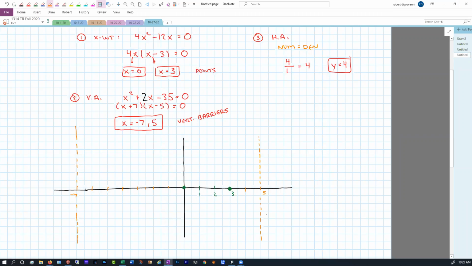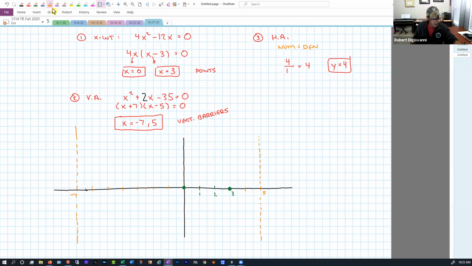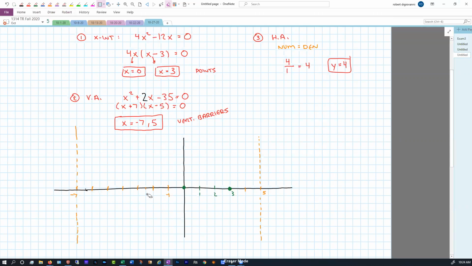So the -7 should be 1 to the right. Did I mess that up? Okay, so I have, let's see, 1, -1, 2, 3, 4, 5, 6. Oh, I thought there was one between them. I messed up. I didn't erase it. There we go.